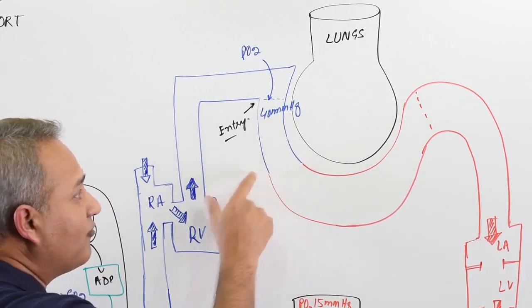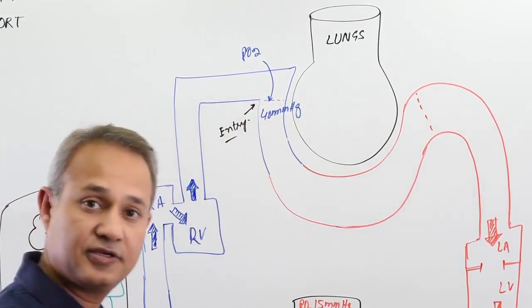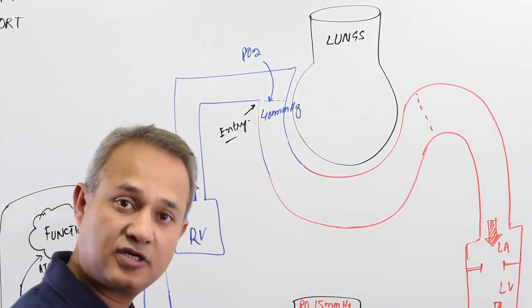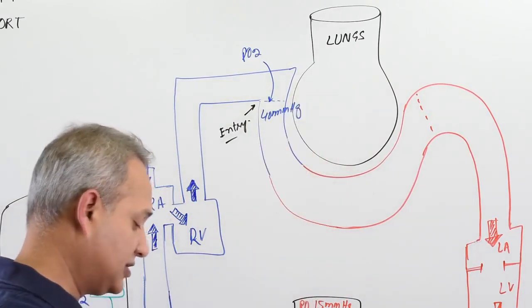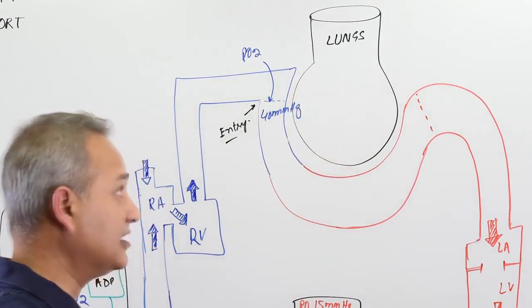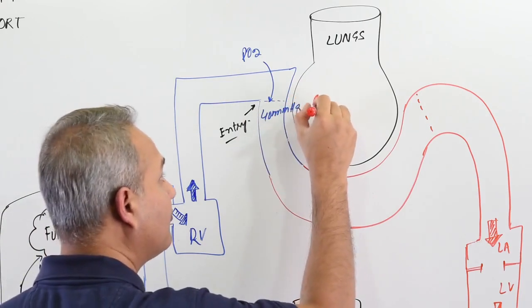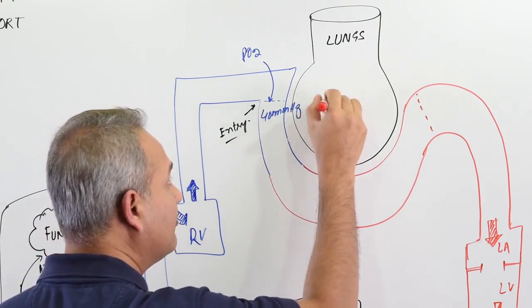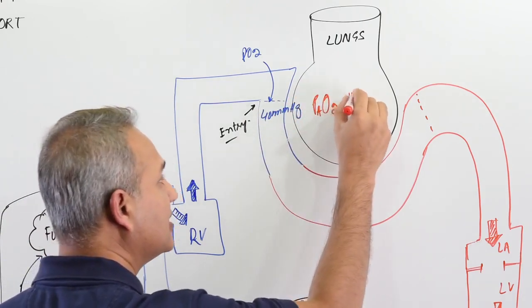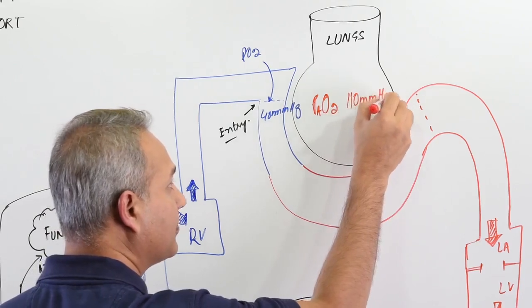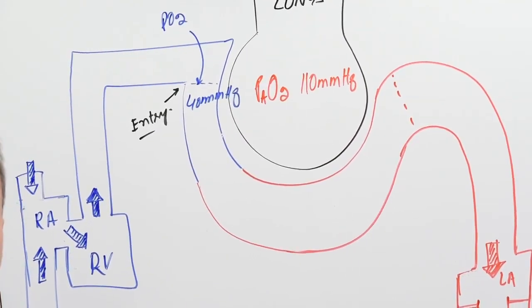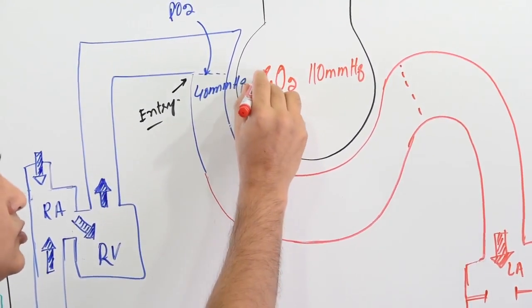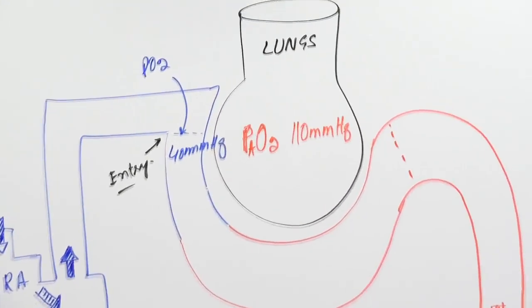What will happen again in the first 1/3 of this capillary? Gaseous exchange would occur. What is the gradient of oxygen here in the alveolus? We have done that in our last lecture. The pressure of oxygen in the alveolus is about 110 millimeter of mercury, right? PAO2, A capital, O2 is 110 millimeter.